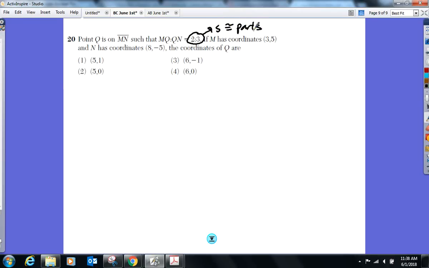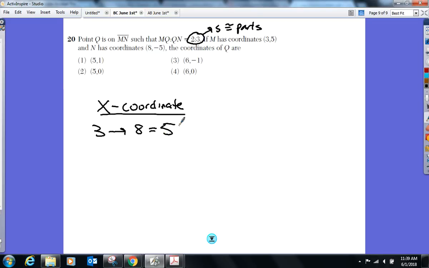Anybody want to lead the way here? Start with the x coordinate. The distance between the x coordinates? 3 to 8. It is 3 to 8, yep. And that's a distance of what? 5, okay. Now here's where we get a little crazy.